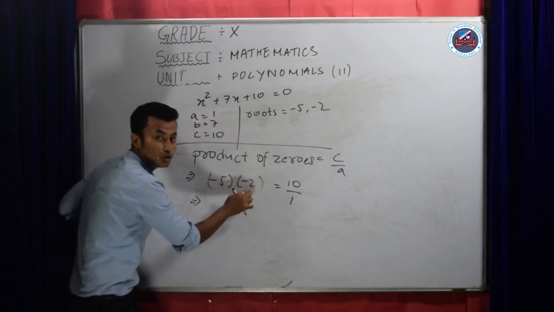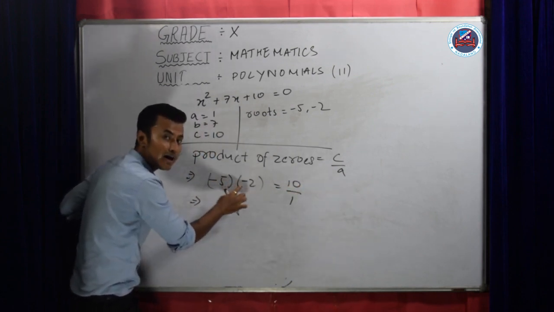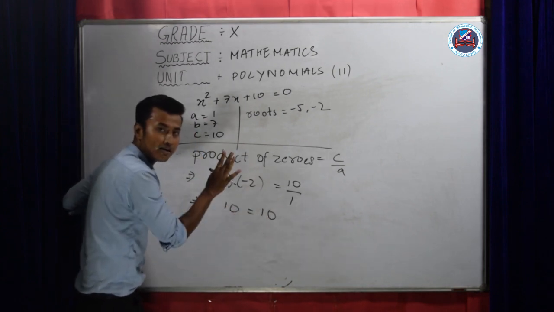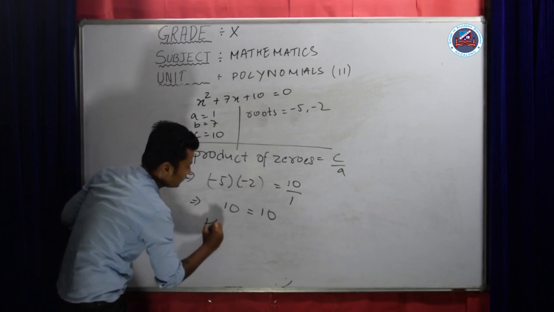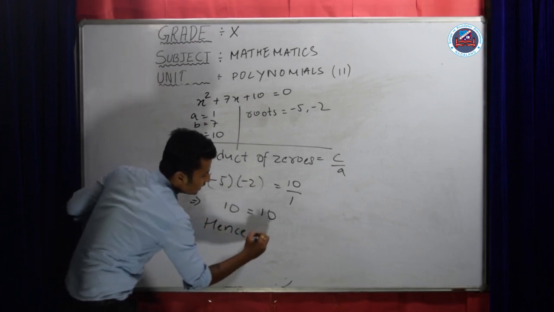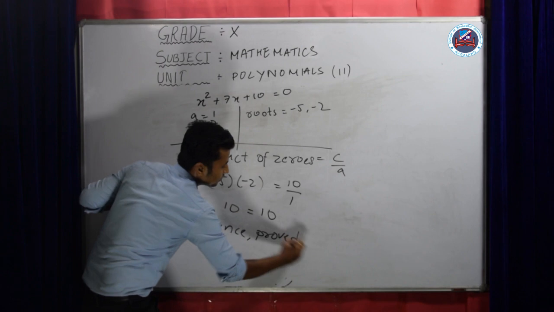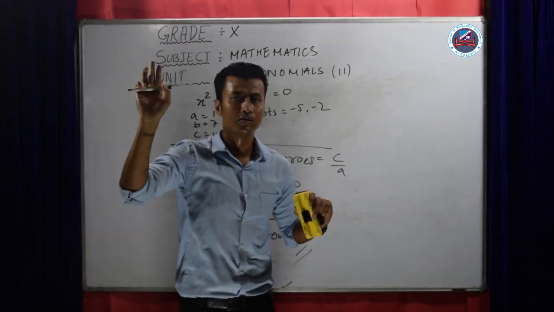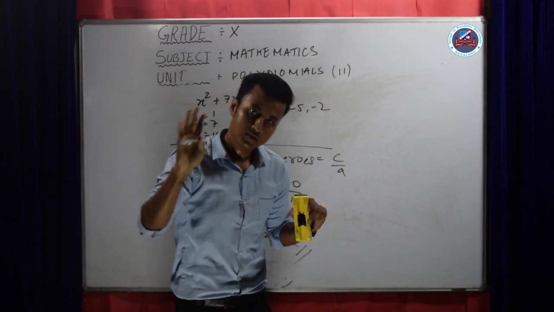So what is 5 into 2? 10. Minus minus becomes plus, equals 10. LHS equals RHS, मिल गया? Done. Hence proved that your relation is proved, guys. If you do it like this in a 3 marks question, no one can cut your marks. Is it okay, guys? Done.